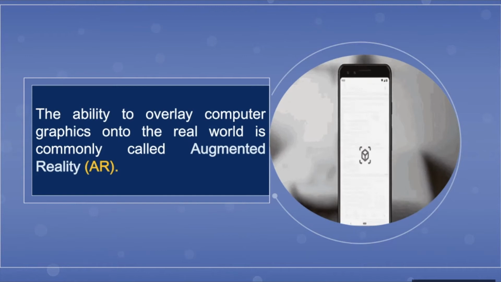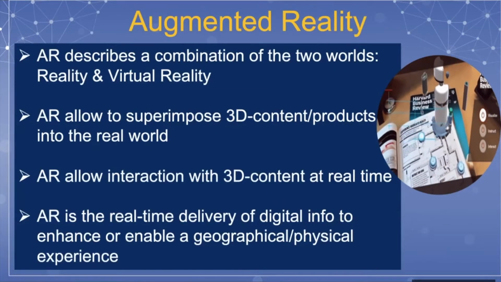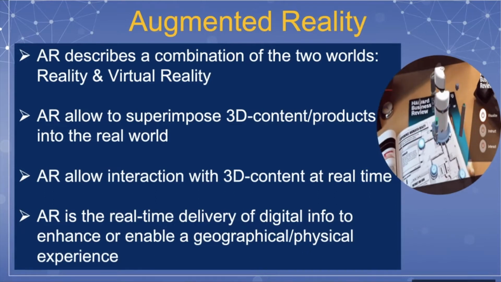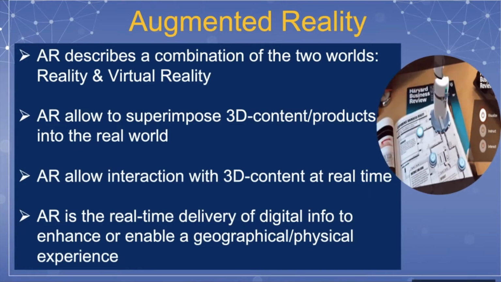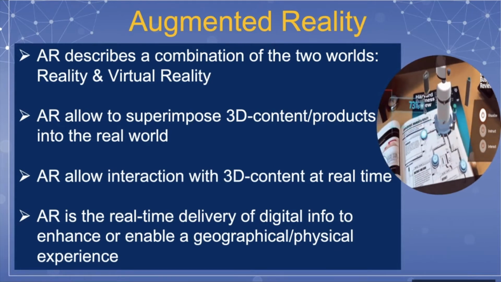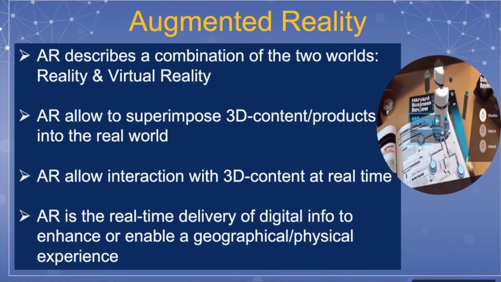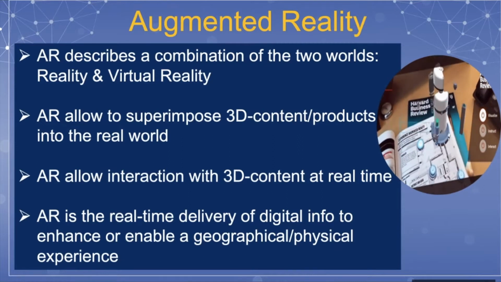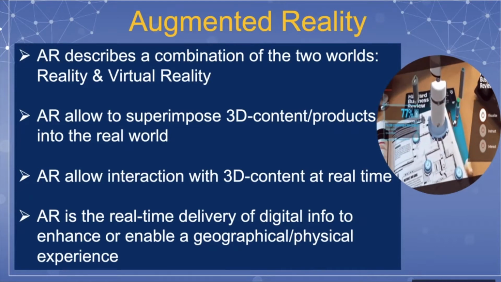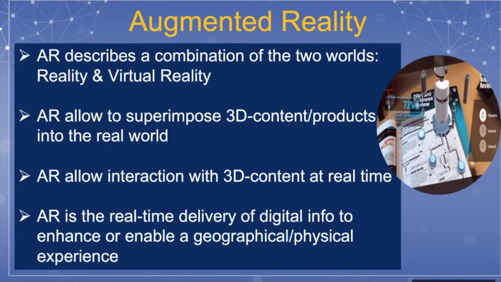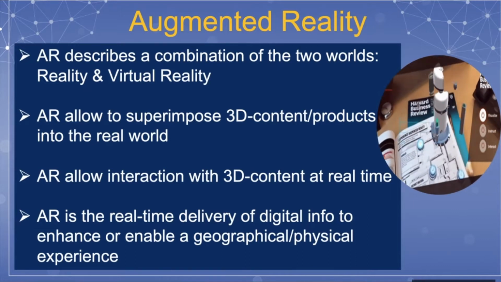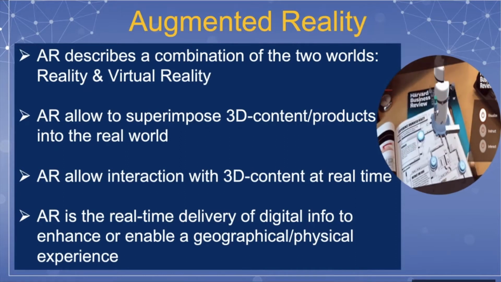But normally a question comes to our mind: what is the difference between augmented reality and virtual reality? Augmented reality basically describes a combination of the two worlds, reality and virtual reality. It means you can maintain your presence in reality, but you can experience the virtual reality by using different types of devices. AR allows you to superimpose 3D content products into the real world.